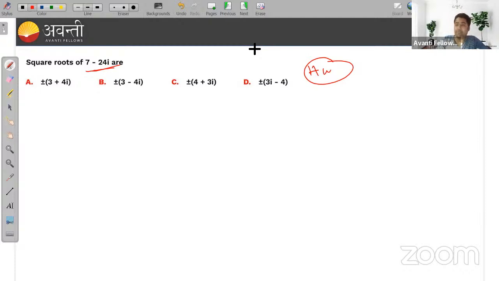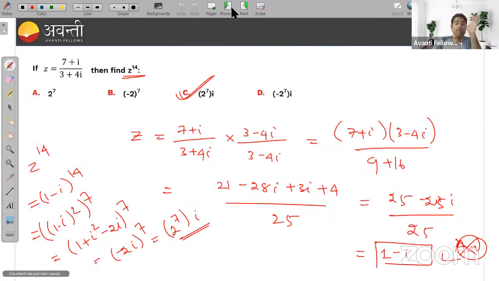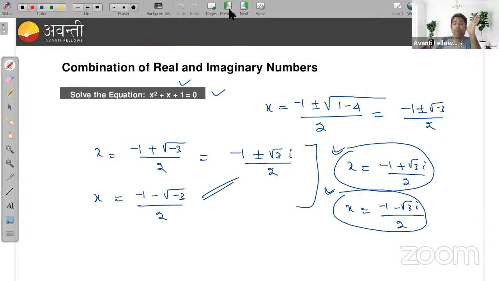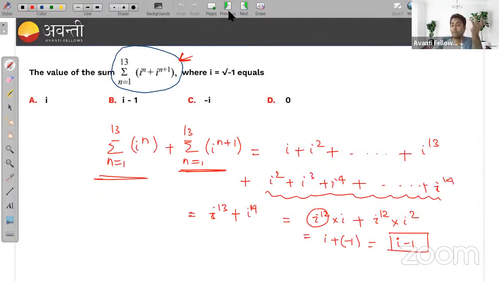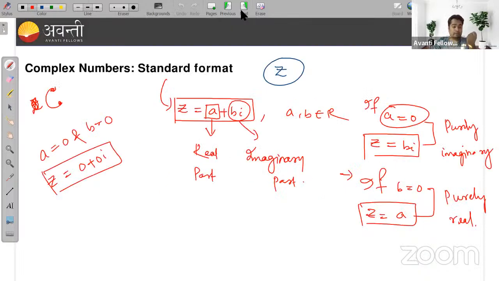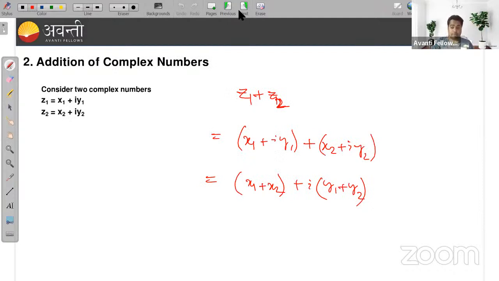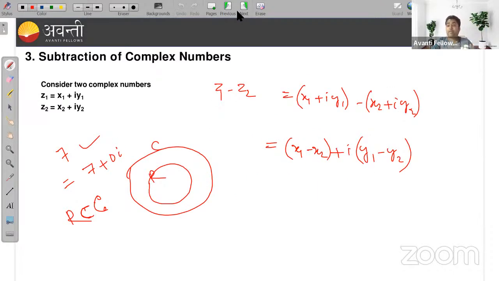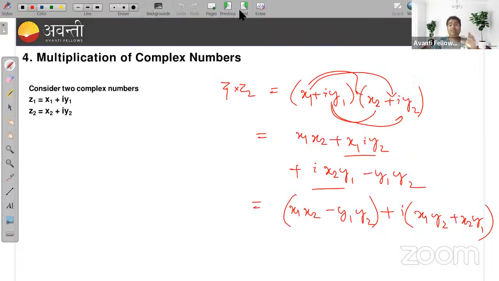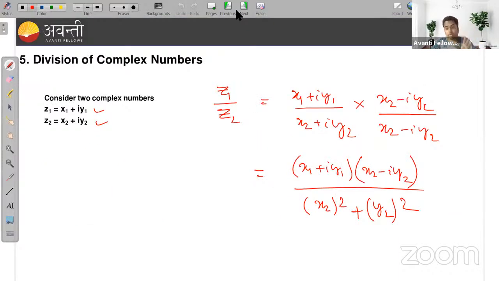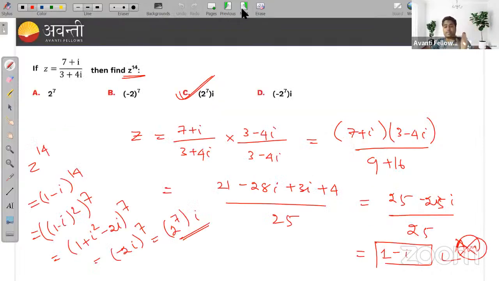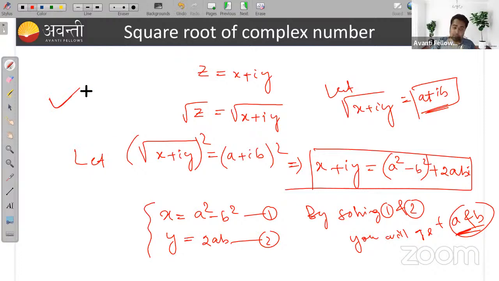Okay, so now it's time to end your class. Till now, what we have completed, guys: we saw some operations on complex numbers, what the standard form of a complex number is, how we can calculate the powers of iota, equality of complex numbers, how we can add two complex numbers, how we can subtract one from another, how we can divide and multiply also. So all these things we have covered here, and finally we learned how to find the square root of a complex number. I already discussed the method with you.